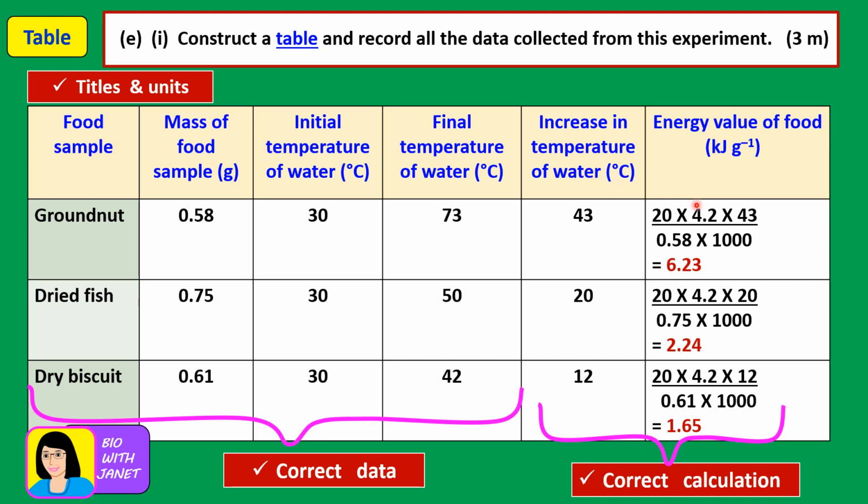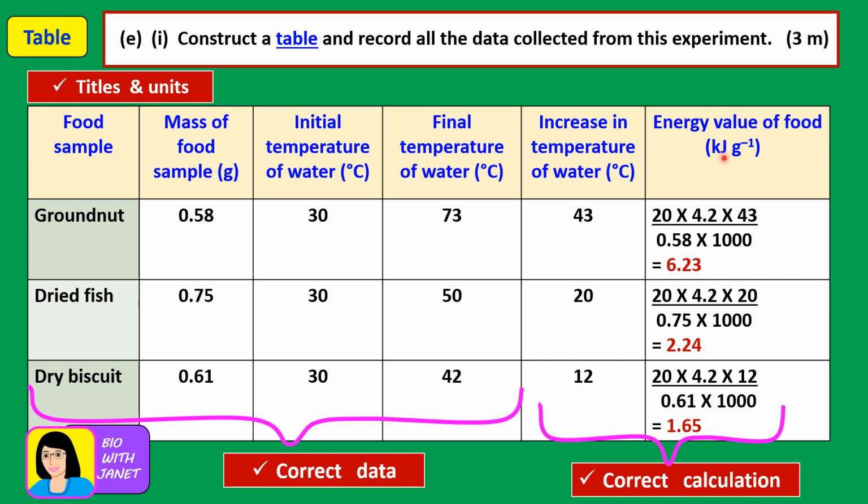The increase in temperature of water is used here in the formula, which is mcθ per W. W is the mass of the food, and the whole thing is divided by 1000 to convert it from joules to kilojoules.